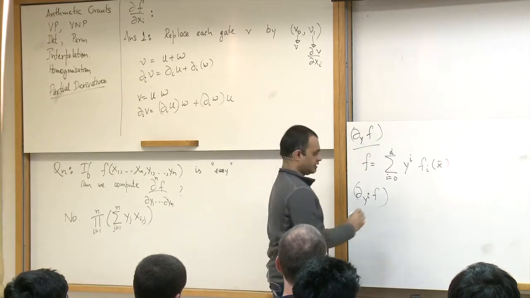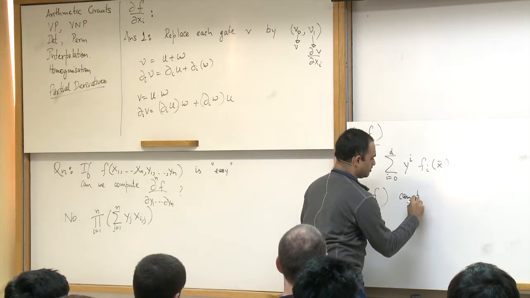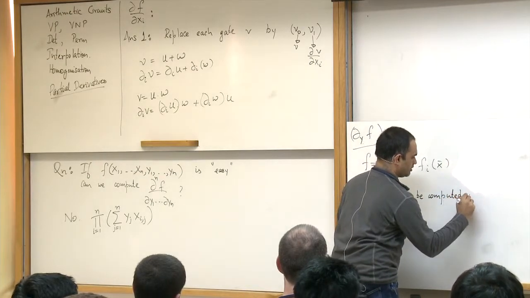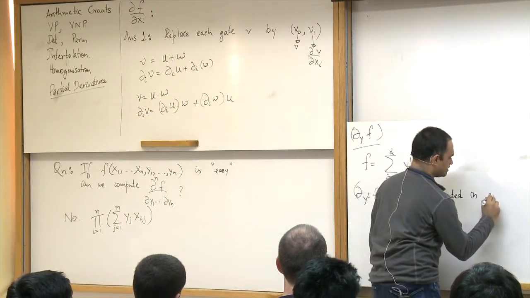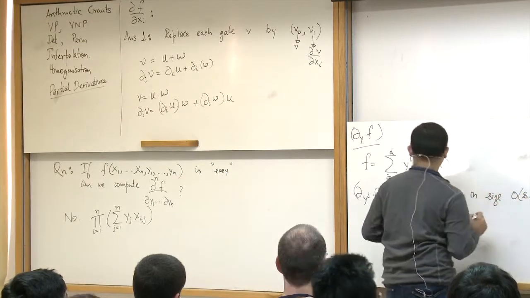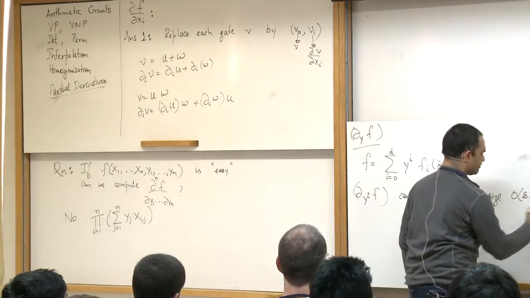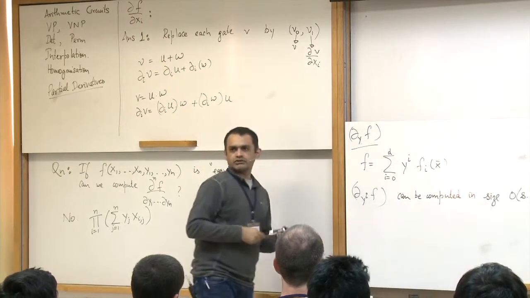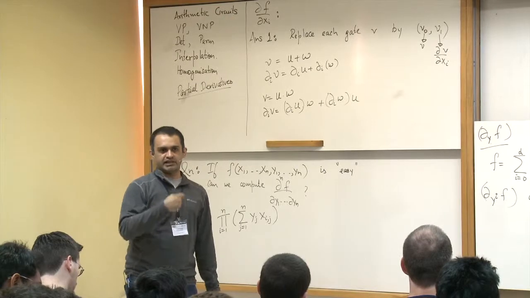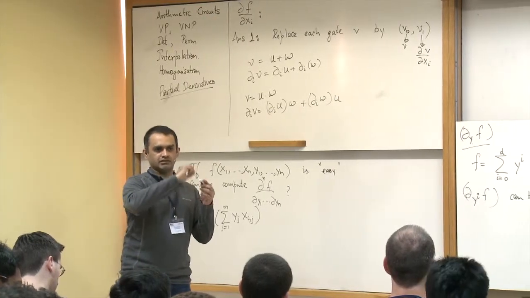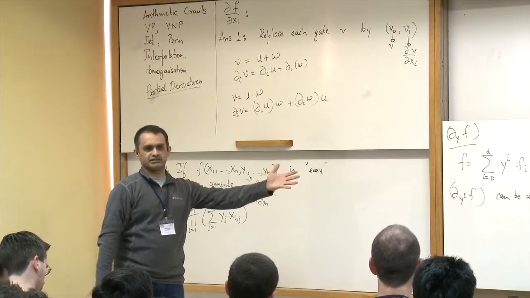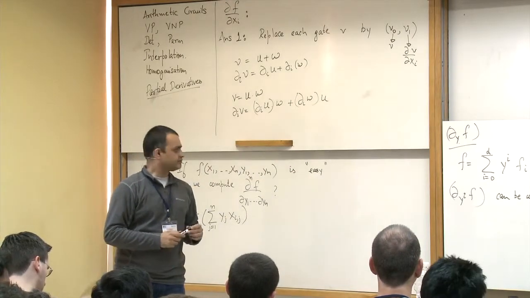of f can be computed in size order of s times d. So if all you care about is a partial derivative with respect to a single variable, irrespective of how high the degree is, you can still do this with just a blow up of d in size.